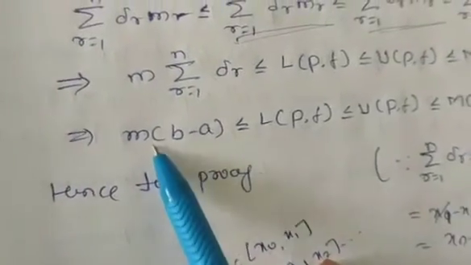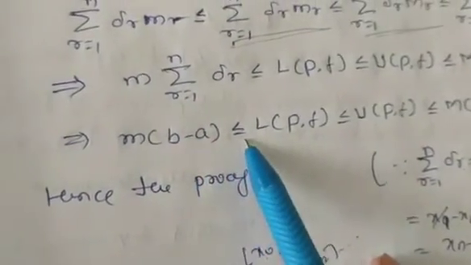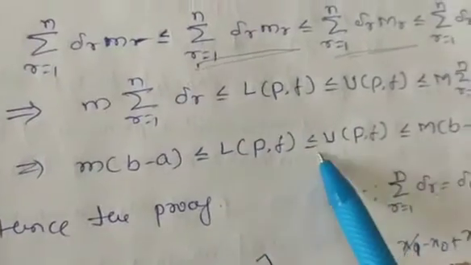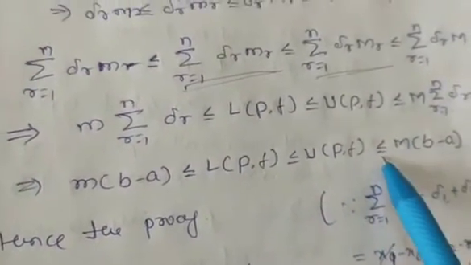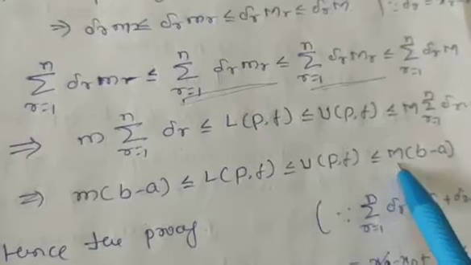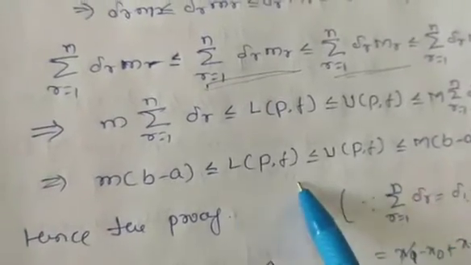So it becomes m(b − a), which is less than or equal to L(P, f), which is less than or equal to U(P, f), and it is less than or equal to capital M(b − a). This is the proof of this theorem.